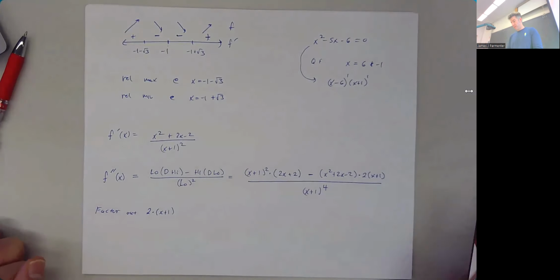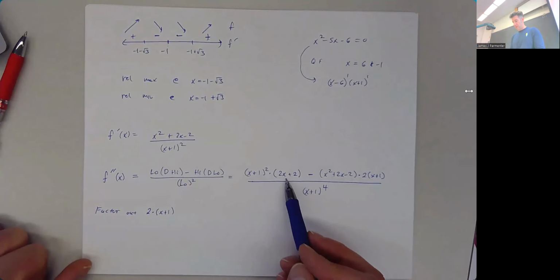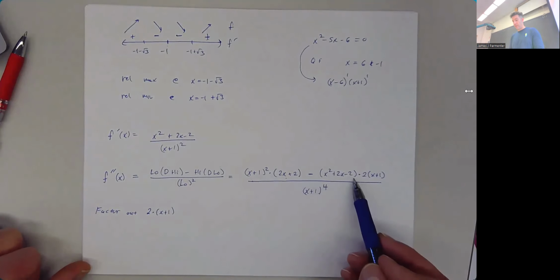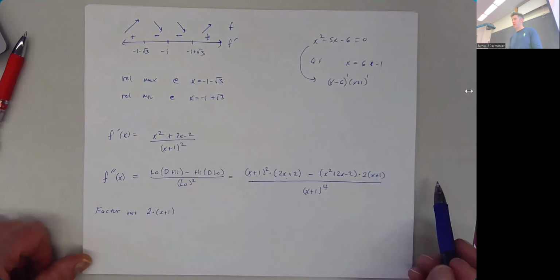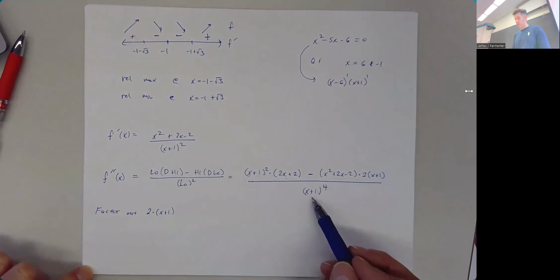There's what I got. I got x plus 1 squared times the derivative of the top, which is 2x plus 2, minus the top, which is x squared plus 2x minus 2, times the derivative of the bottom, which was 2 times x plus 1 to the first times 1, but we didn't need to write that. All divided by the denominator squared, which is x plus 1 to the 4th.